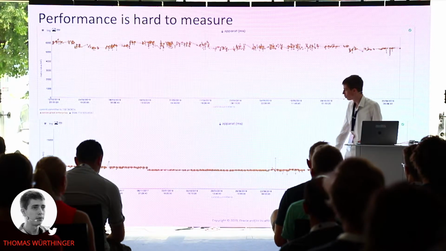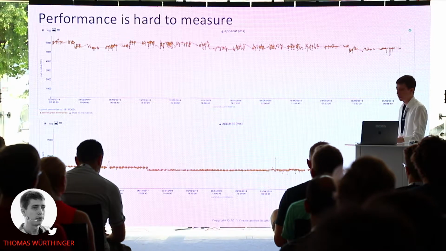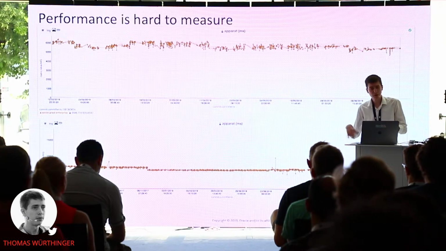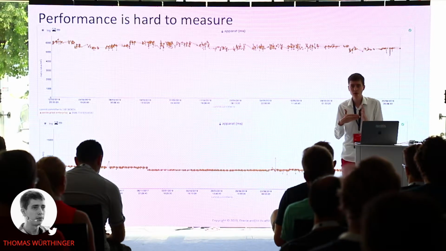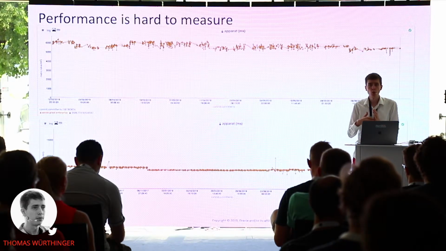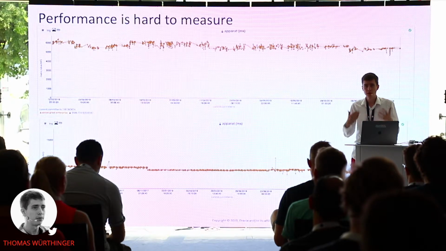And this is zoomed out over 1.5 years. It's a little bit hard to see on the screen, but we get a little bit better over time. It's just to show you how hard it is to actually get an actual performance measure. Always when you measure performance, make sure your measurements are repeatable.